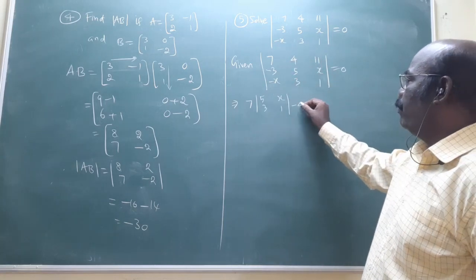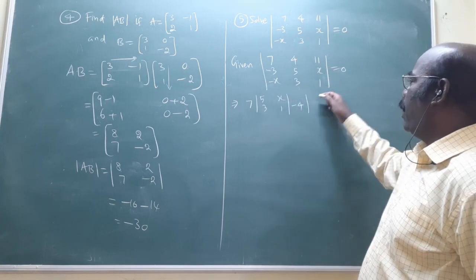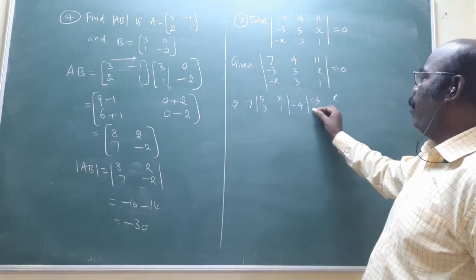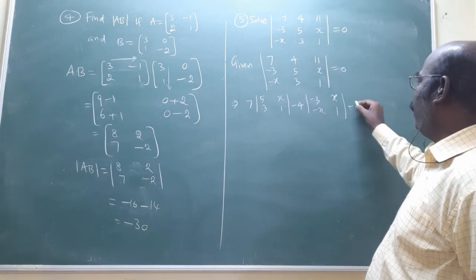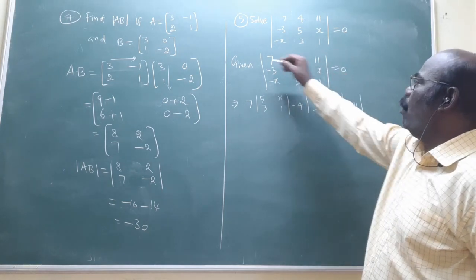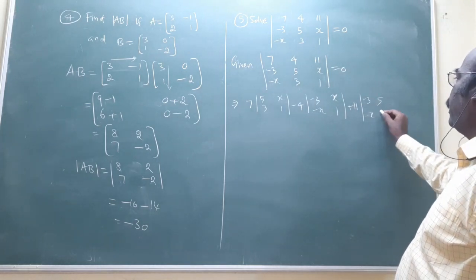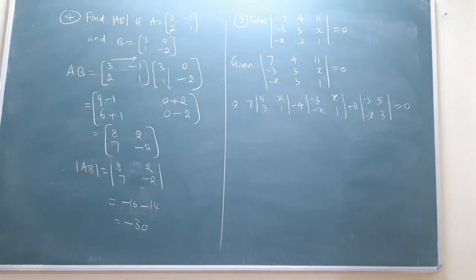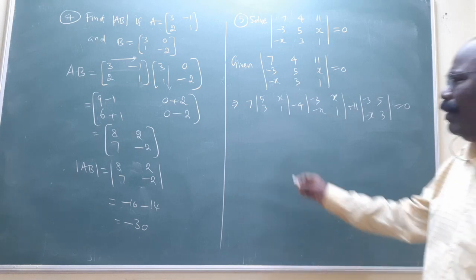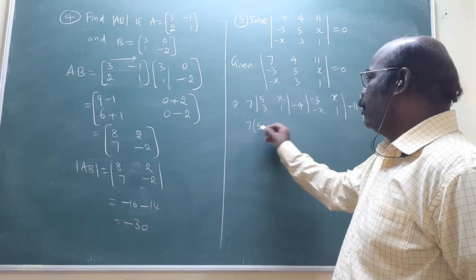That is minus 4. Now the 4 row and column cancel. The remaining elements are minus 3, x, minus x, 1. Last one is what? Plus 11 into the 11 row and column cancel. We get the answer minus 3, 5, minus x, 3 equal to 0. This is very, very important. You will consider the minus also very carefully. That's very important.